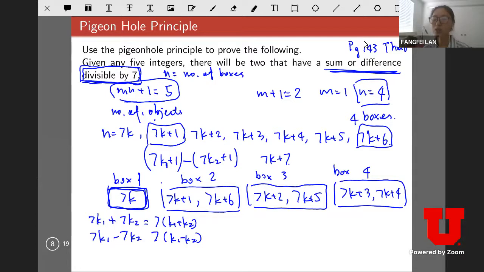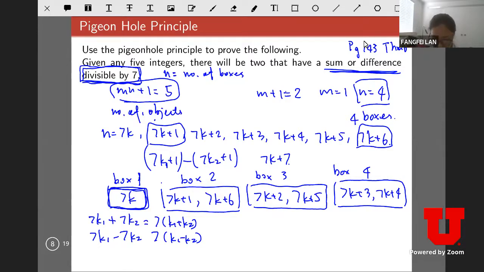But how do we know that two integers will end up in the same box? There will be at least two integers that end up in the same box. How do we know that? Because there are only 4 boxes and 5 integers. Yes, exactly. The worst case scenario, the first integer lands in box 1, the second in box 2, the third in box 3, the fourth in box 4. That's the worst case scenario. And then there's going to be one more integer that has to be in one of these 4 boxes. So it has to land in one of them. Yep, that's exactly true.